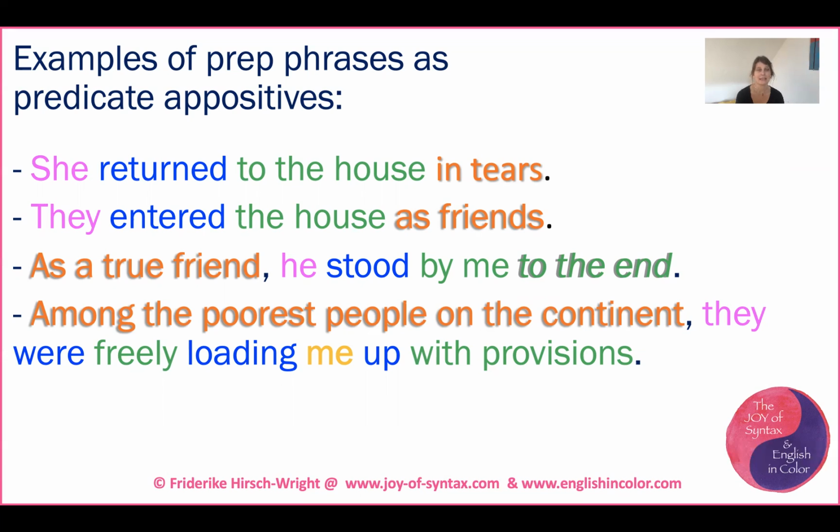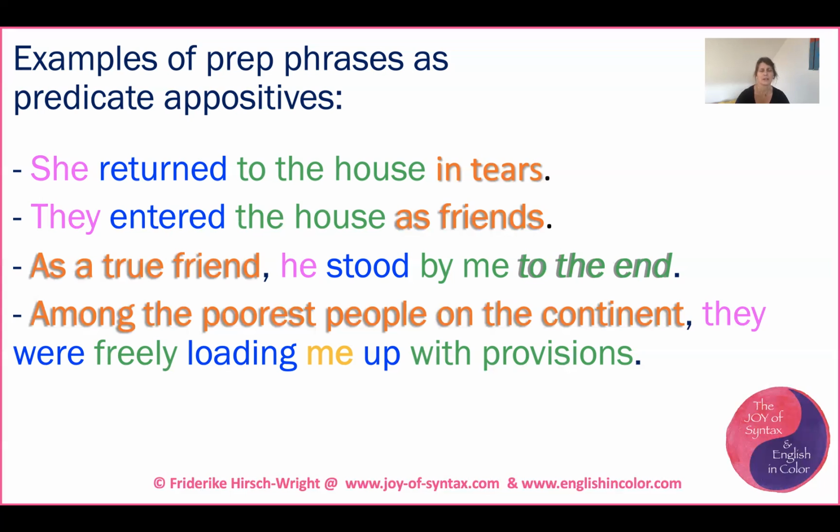Same deal in the next sentence. They entered the house as friends. So in tears and as friends says something about the respective subject. So they were friends when they entered the house. As a true friend, he stood by me to the end. As a true friend says something about he, the subject. It predicates something about the subject.